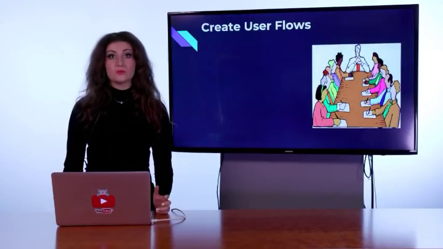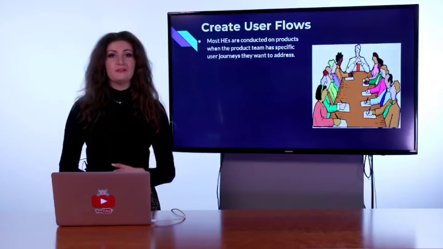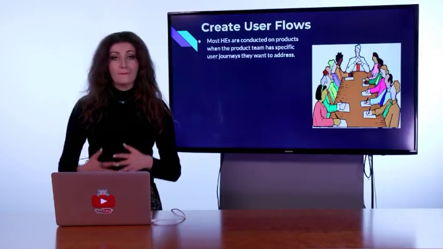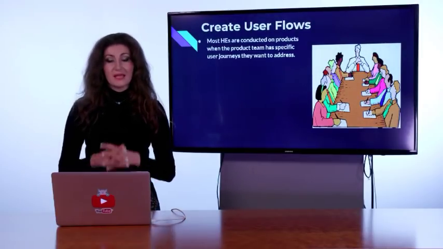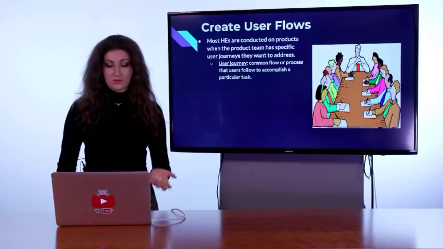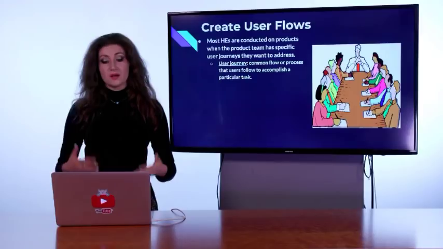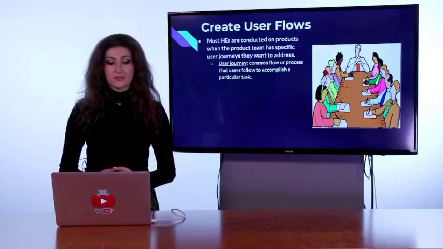The second step is really, really important, and it is to create user flows. So what is a flow? A flow is essentially a process. Most heuristic evaluations are conducted on products when the product team has specific user journeys that they want to address. So what is a user journey? A user journey is a common flow or process that users follow to accomplish a particular task.